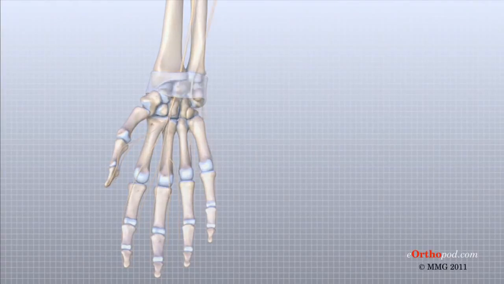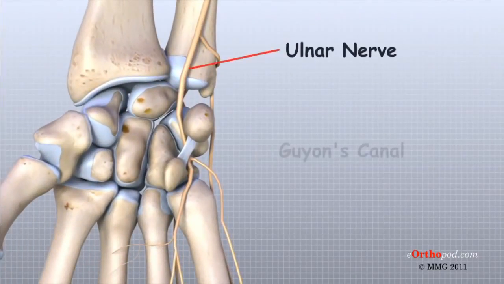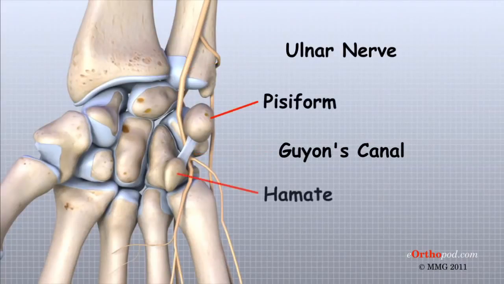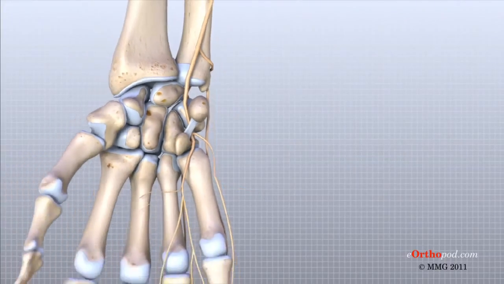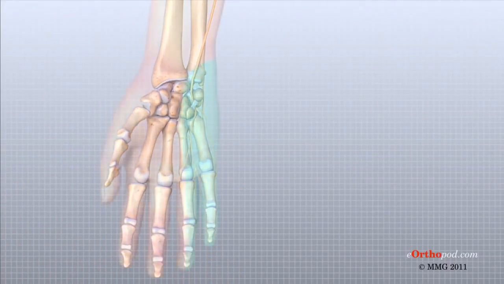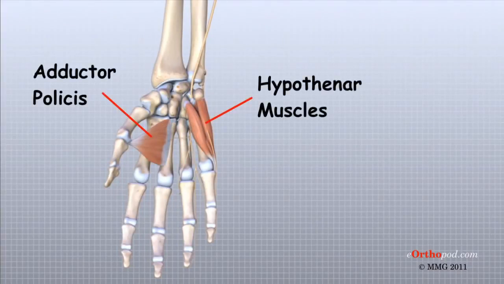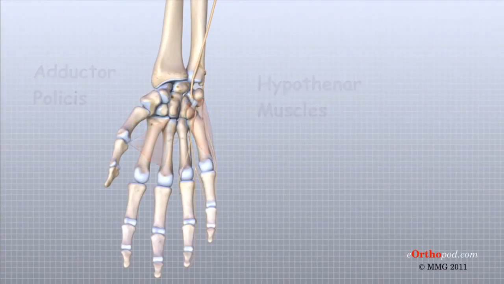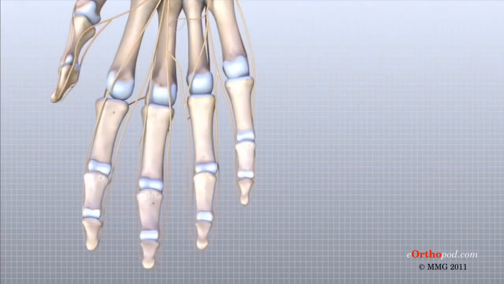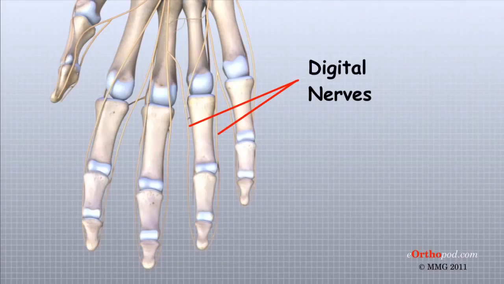The ulnar nerve travels through a separate tunnel called Guyon's canal. This tunnel is formed by two carpal bones, the pisiform and hamate, and the ligament that connects them. After passing through the canal, the ulnar nerve branches out to supply feeling to the little finger and half the ring finger. Branches of this nerve also supply the small muscles in the palm and the muscle that pulls the thumb toward the palm. Each finger has a pair of sensory nerves, one on each side, that runs to the tip of the finger. These nerves are called the digital nerves and supply sensation to the fingers.